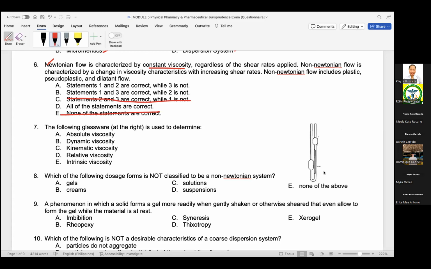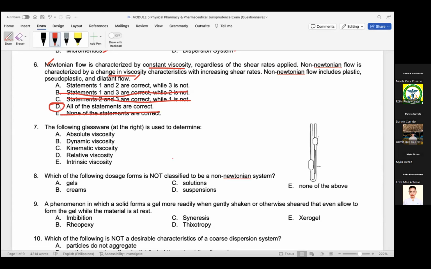Okay. Statement 1 is correct. Non-Newtonian flow is characterized by a change in viscosity. Is that true or false? That is also true. So therefore, statements 1 and 2 are correct. Diba? So tanggalin na tong letter B. How about third statement? Non-Newtonian flow includes plastic, pseudoplastic, and dilatant flow. That is true. So therefore, the correct answer here is letter D.